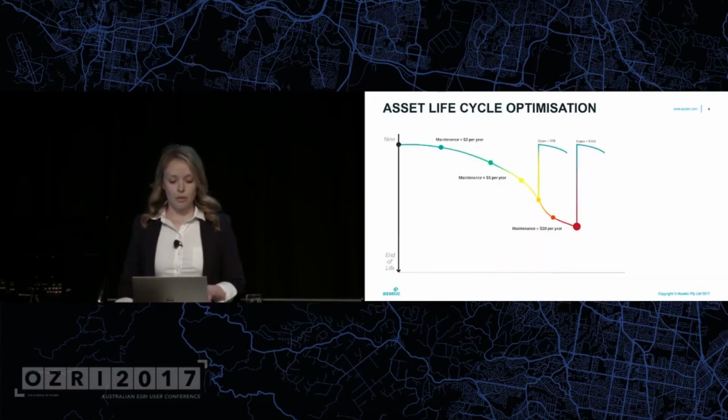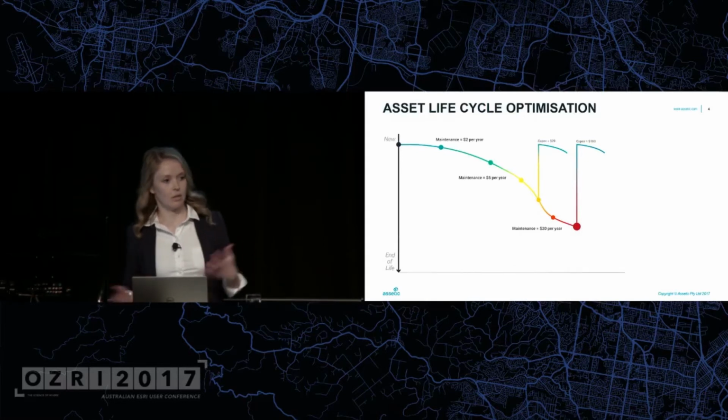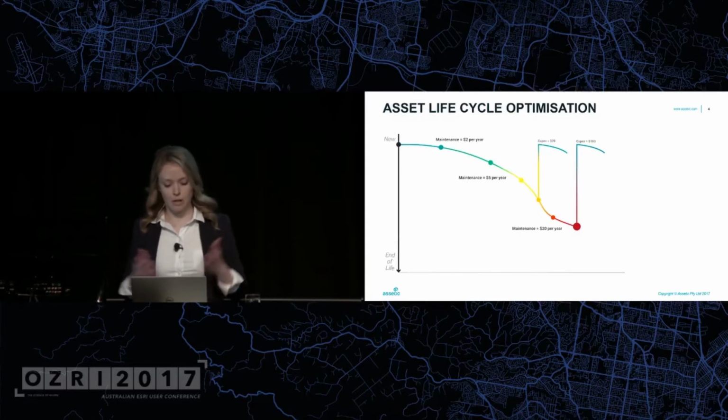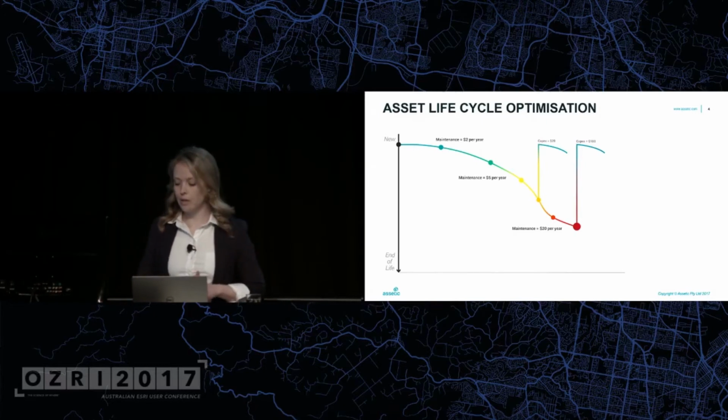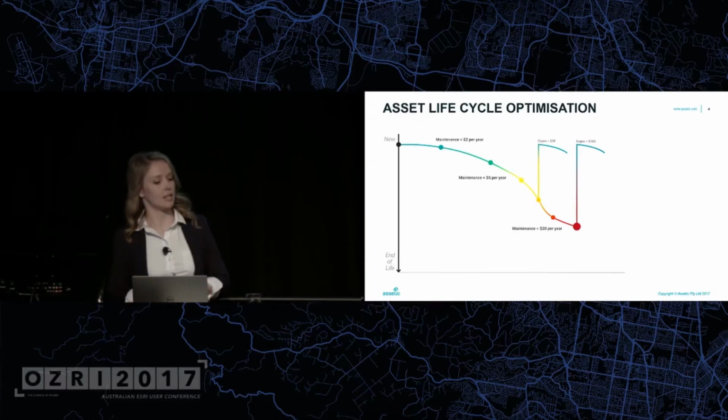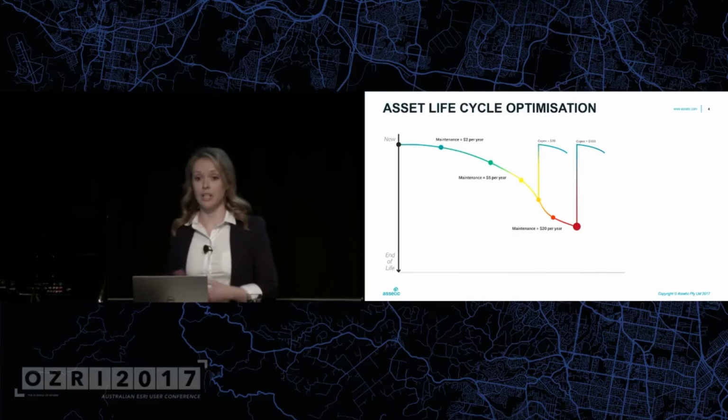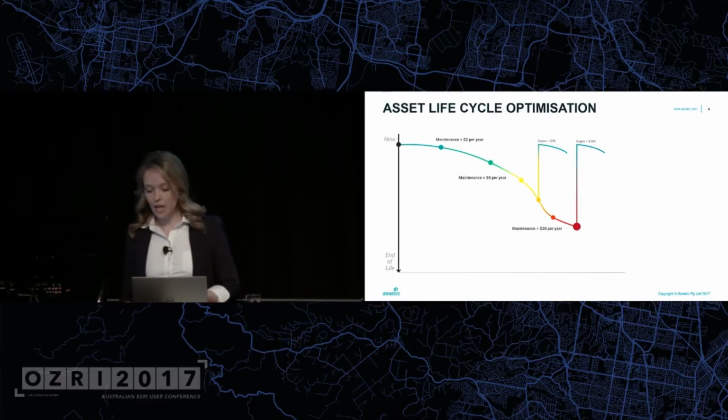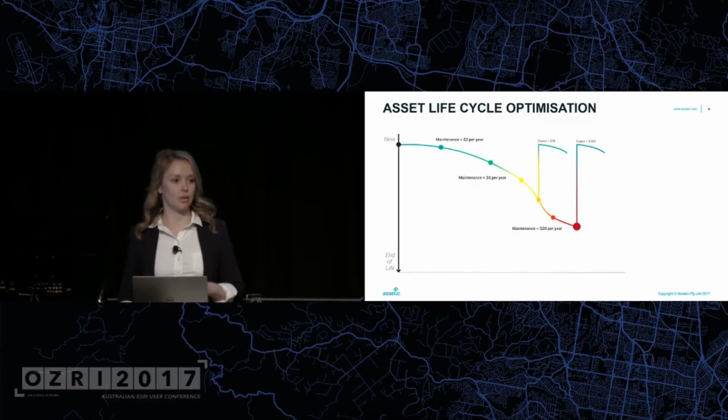So I'll give you a little bit of a crash course in asset management. I'm not sure how many of you are right into asset management, but I'll just take you through it quickly. This is what we call an asset lifecycle curve, or a degradation profile. It's at the heart of understanding really what asset management is all about and asset lifecycle management is all about.